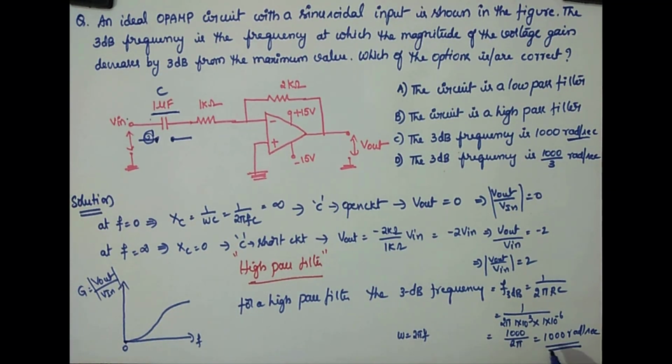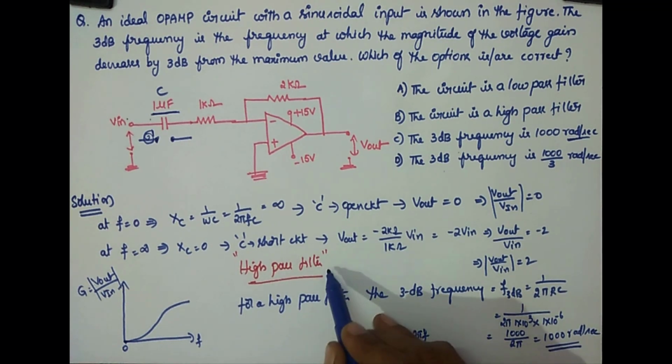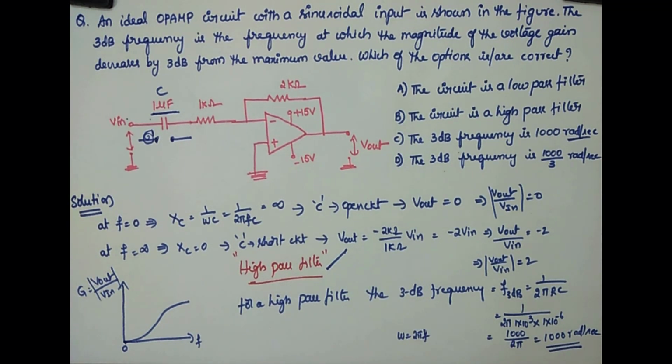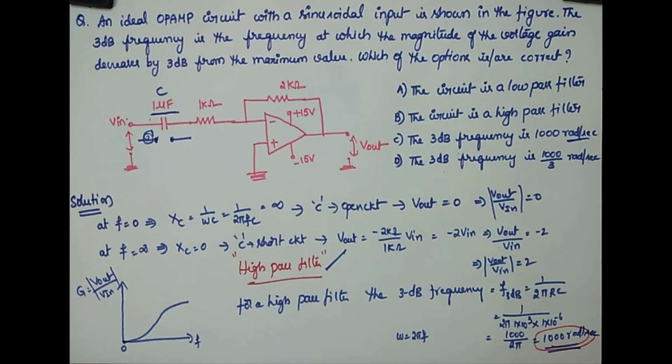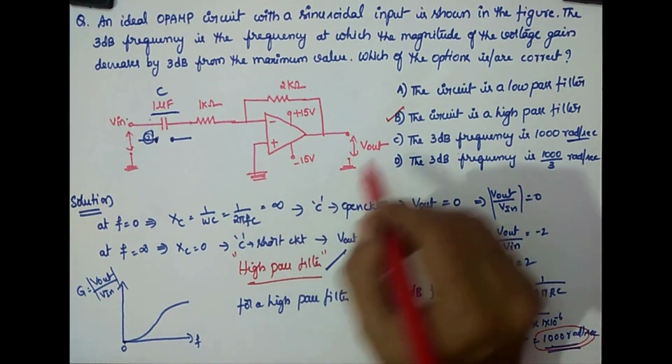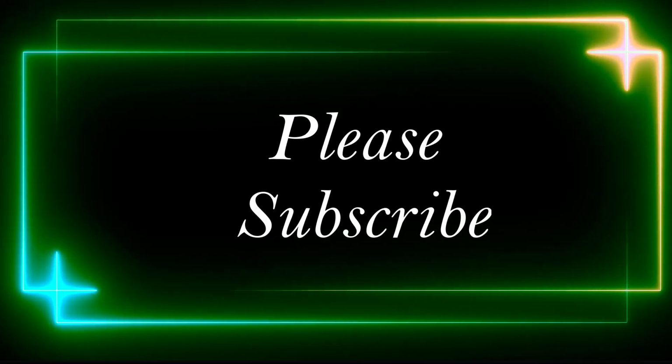So totally, what are the options here? The first one is we came to know that this is a high pass filter, and another point is the 3 dB frequency is 1000 radians per second. So if you observe the options, options B and C are correct.